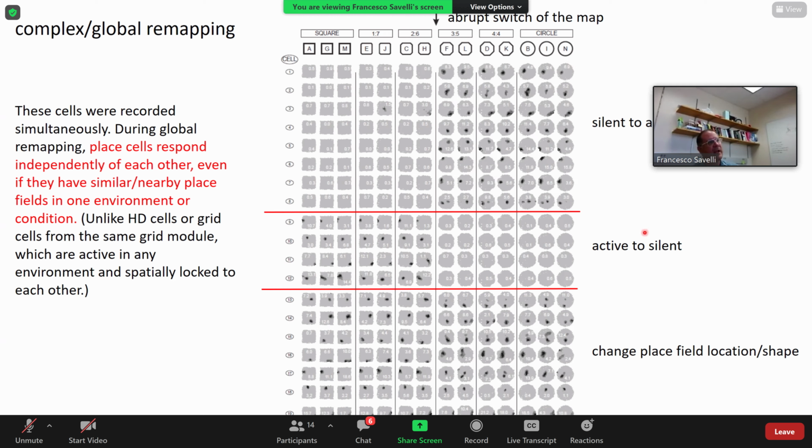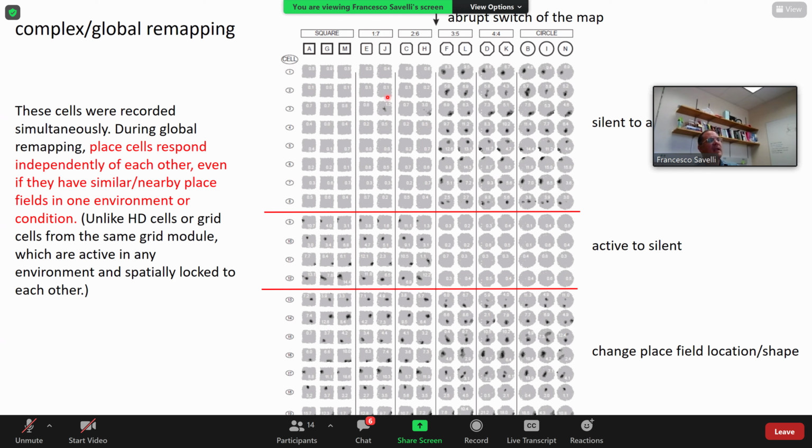Anyways, go back to this slide. So you see like these cells here, cell 1, 2, 3, 4, 5, 6, 7, 8. They're all silent cells in the square. You see there's no firing field. And even if they repeat the session, same thing.